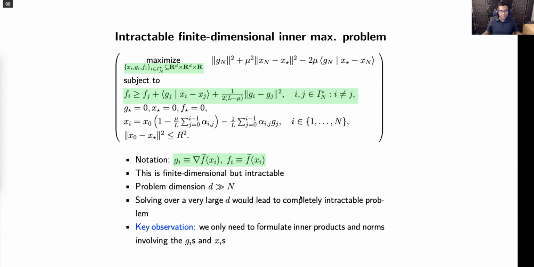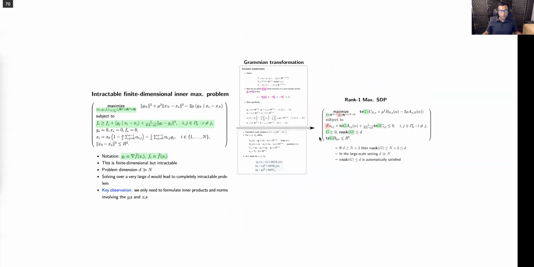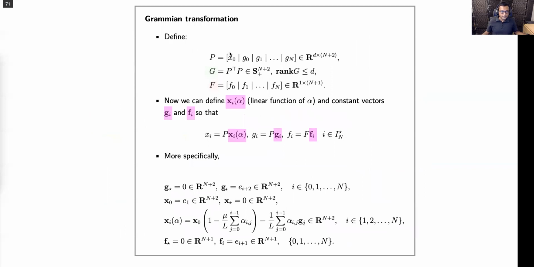Now, what to do after that? After that, we will use something called Gramian transformation. And by doing that, we will turn this problem into a rank 1 semi-definite optimization problem in maximization format. What it means is that we are just going to introduce new variables so that we can cleverly write the inner product and norm squared as trace of some decision variable with some constant.